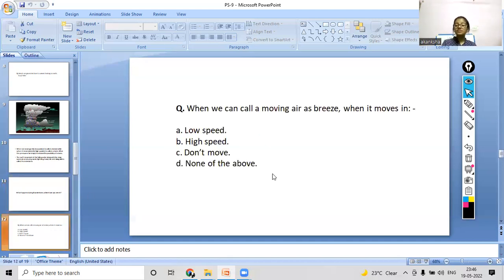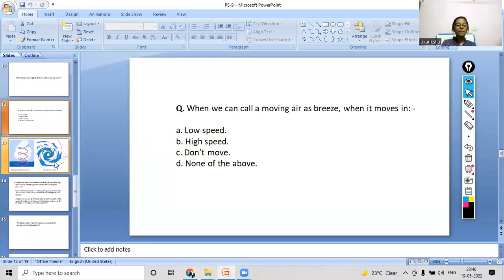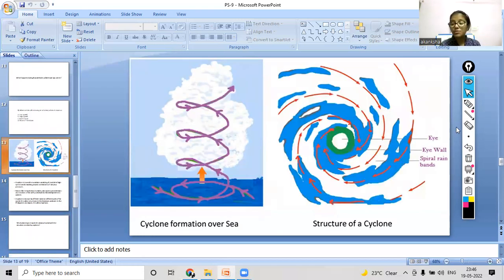Now coming to our main question for this topic, thunderstorm: when can we call moving air a breeze? When it moves at low speed, high speed, it doesn't move, or none of the above. So now you have to answer. You can write it in the chat box. I will give you 5 seconds, then I will tell you the right answer. Okay, so yes, I can see the right responses. Very good. The right answer is low speed. So yes, here our second topic ends. Now coming to our third topic, you have to identify what we are going to study now based on this picture. So what can you observe in this picture?